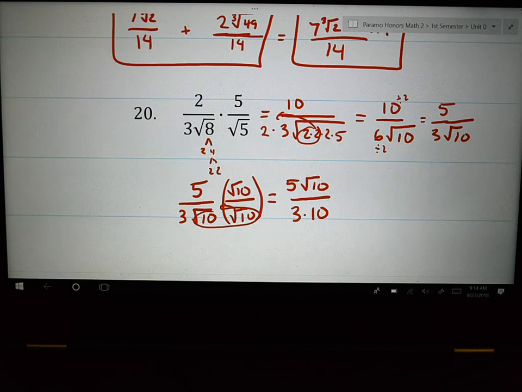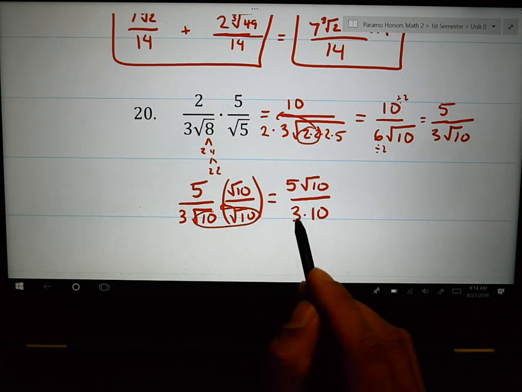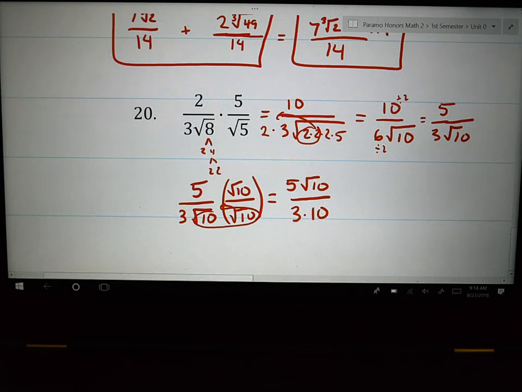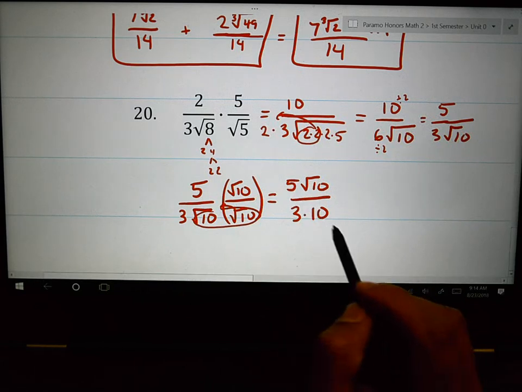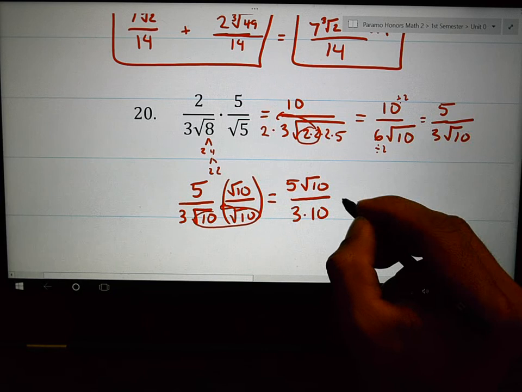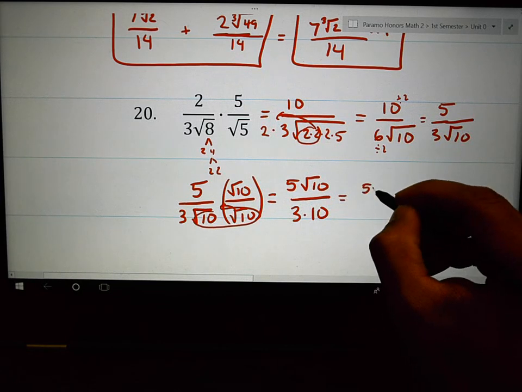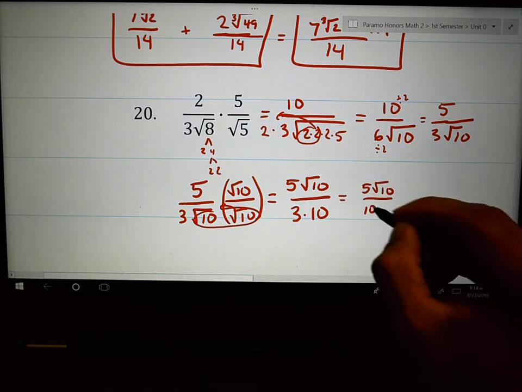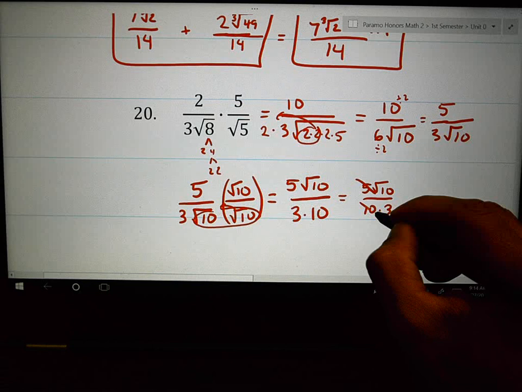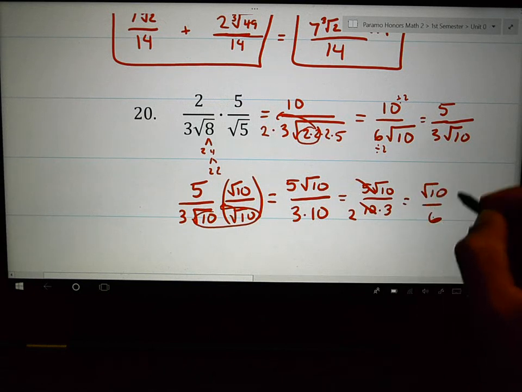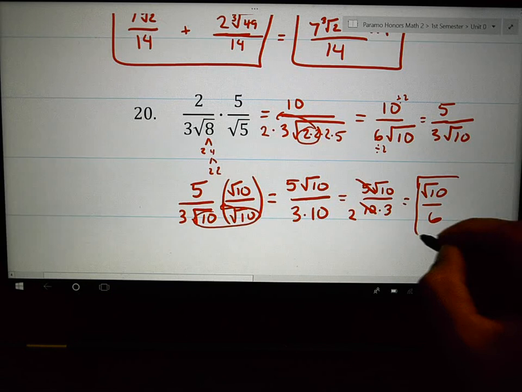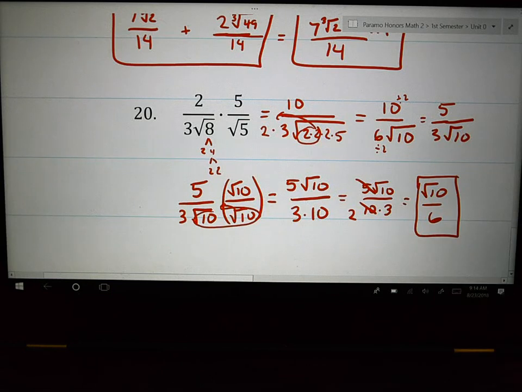Some of you are going to want to multiply the 3 and the 10. But I see something here. Since the 5 and the 10 are both outside, I can reduce that as well. So my final answer is going to be root 10 over 6.